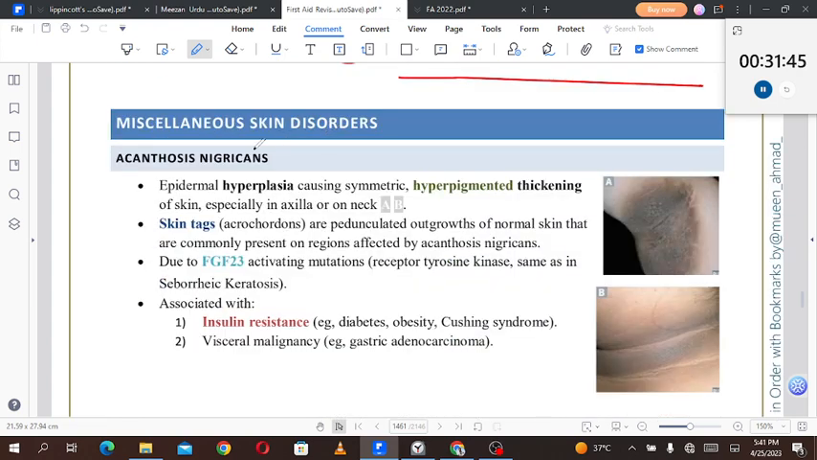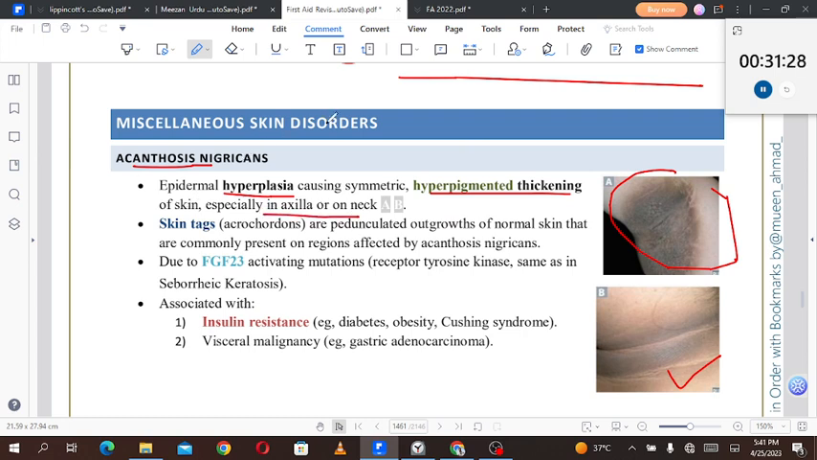Miscellaneous skin disorders. Acanthosis nigricans. These are the axilla, and I guess this is below the neck, or maybe below the breast, or maybe this is still in the axilla. Epidermal hyperplasia causing symmetric hyperpigmented thickening of the skin, especially in the axilla or neck.